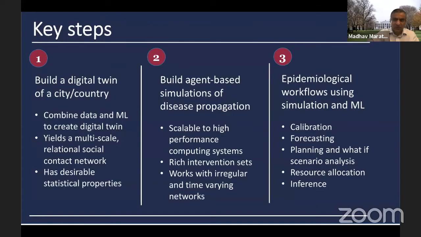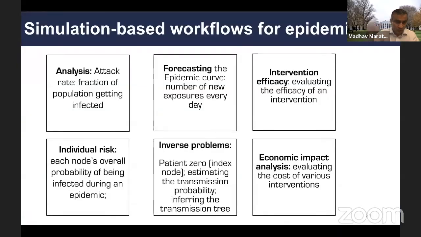So the third step is to build workflows, because that's really what is needed to finally do decision support. You want to use these workflows to solve questions like forecasting, analyzing different interventions, and doing economic impact, and to study inverse problems like finding patient zero, inferring various transmission probabilities, computing the risk of individuals as well as a collection of groups, and looking at the attack rate.